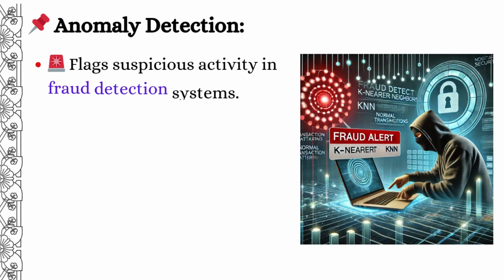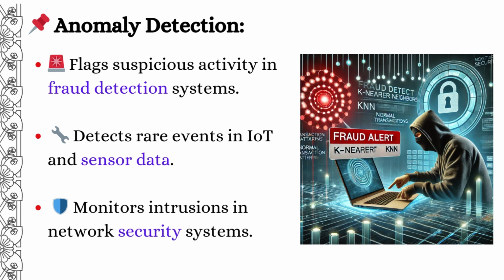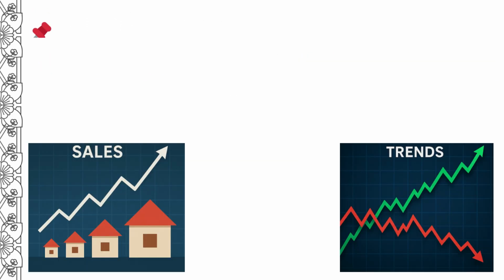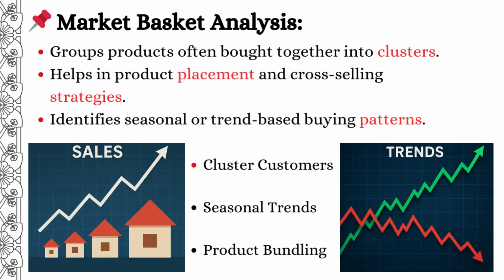Anomaly detection. K-means can flag data points that don't belong to any clear cluster. This is useful in fraud detection, network intrusion monitoring, and quality control. Market basket analysis. Retailers group products based on what customers tend to buy together. This helps in shelf placement, cross-selling strategies, and personalized recommendations.